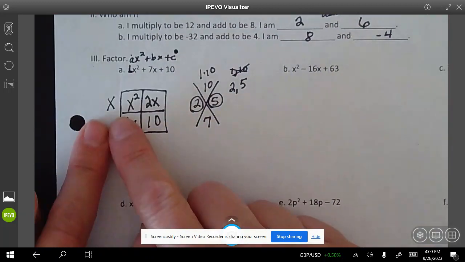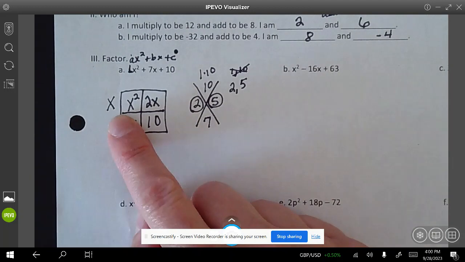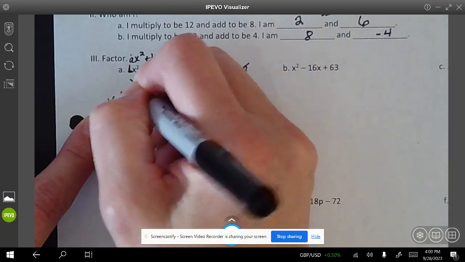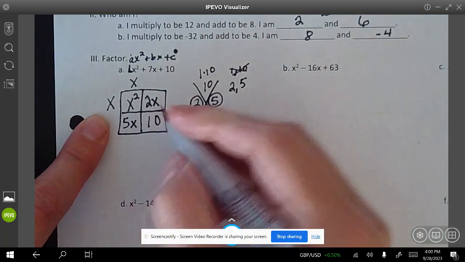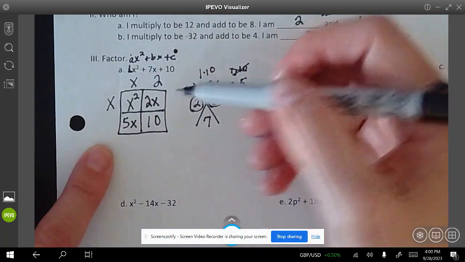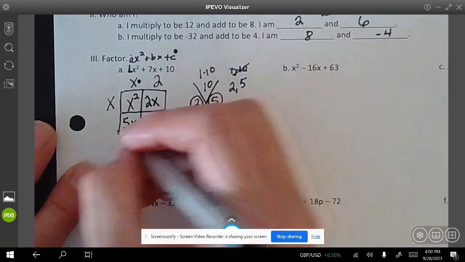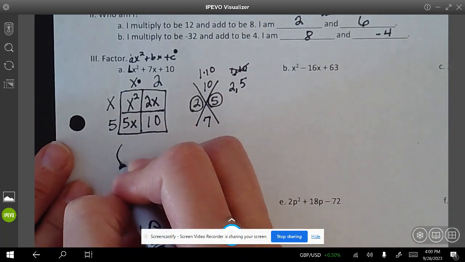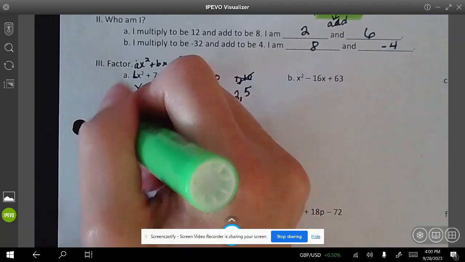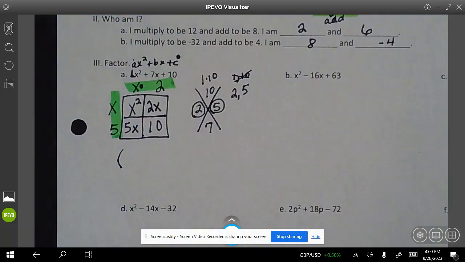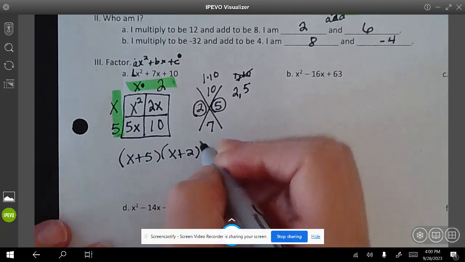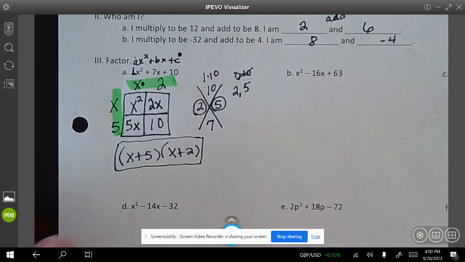Once you find that X, you say, okay, this is like what we were doing when we were doing factor by grouping. X times what is X squared? X. X times what is 2X? 2. X times what is 5X? 5. And 5 times 2 is 10. So my answer, if you'll remember, we highlighted these. Okay, so my answer is x plus 5 times x plus 2. And again, it would not matter if I wrote the x plus 2 first and then the x plus 5. That wouldn't make a difference.